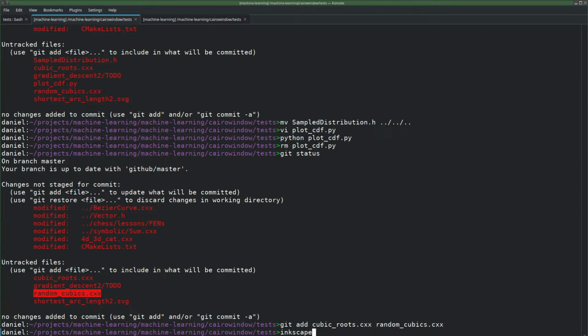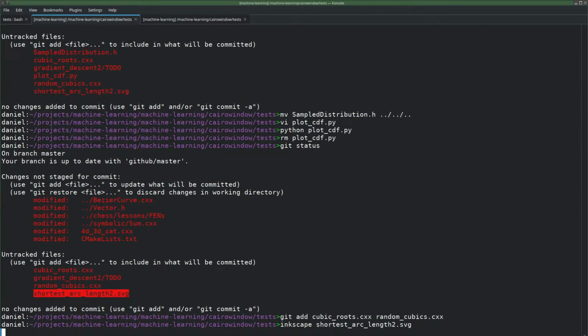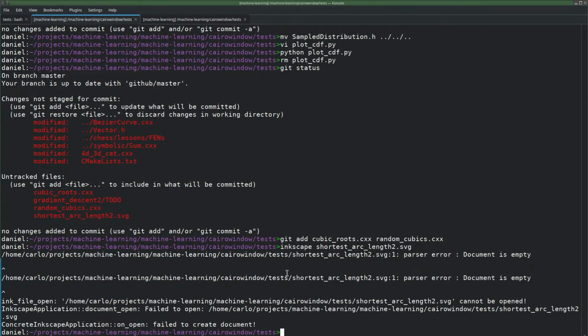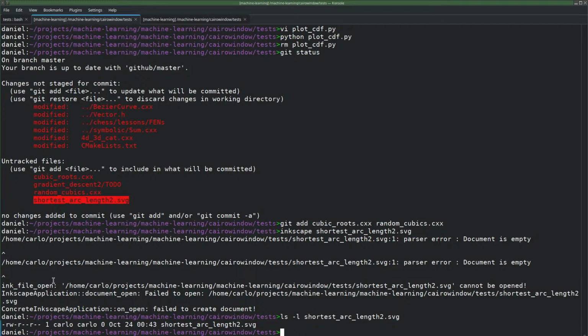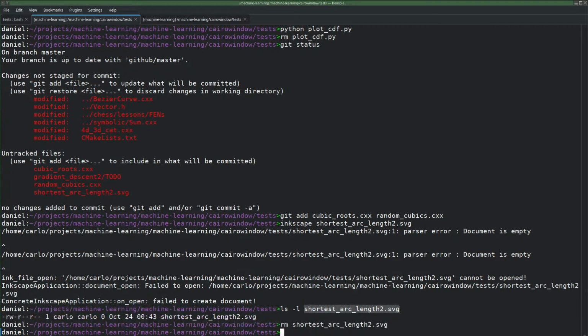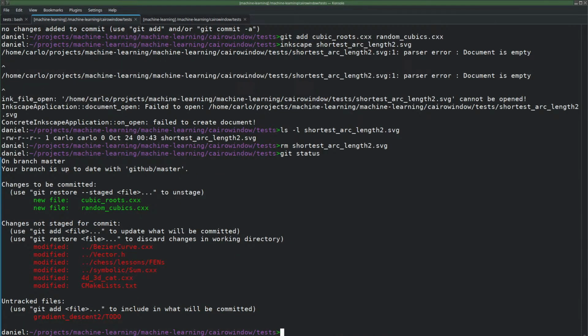Do I have something like Inkscape that can draw these things? No, apparently not. Documents empty. Totally empty. Okay. Begun. Shortest arc length. No one knows who created that empty. The to-do has been here for a while. Not going to commit it.